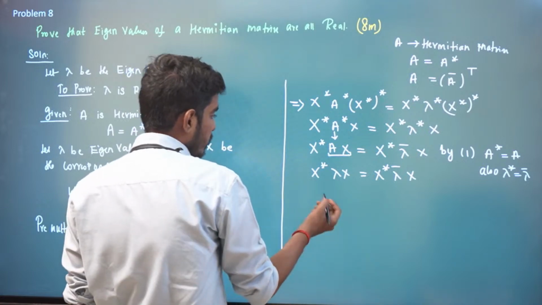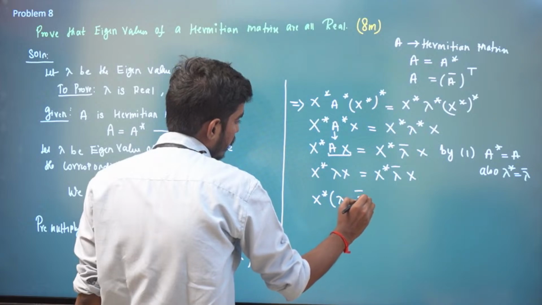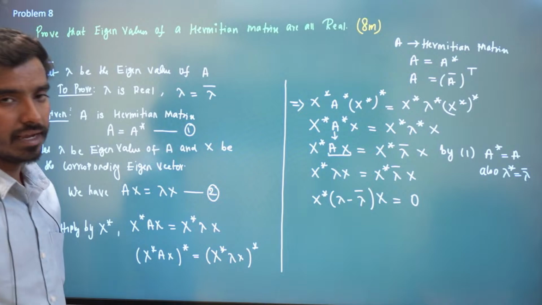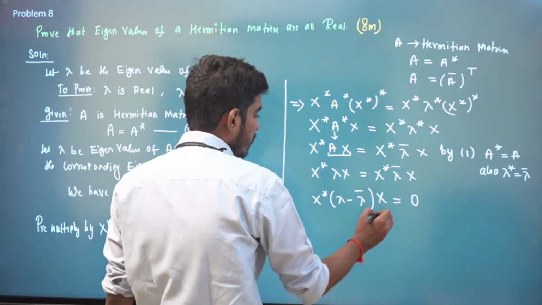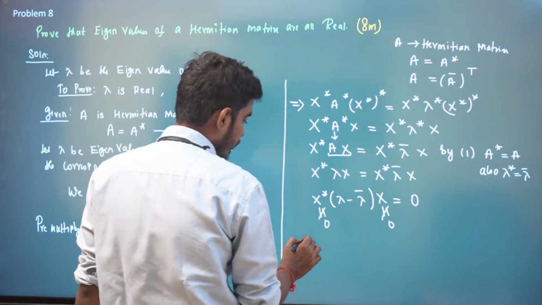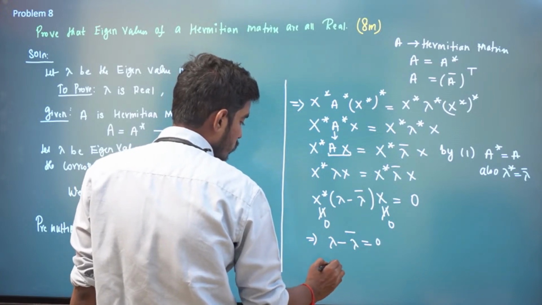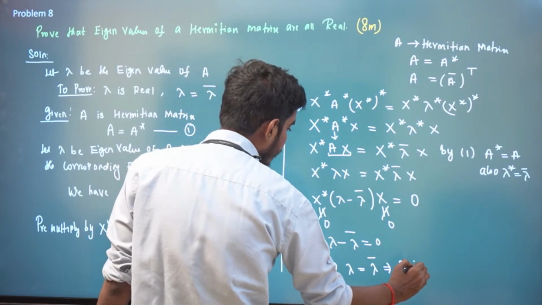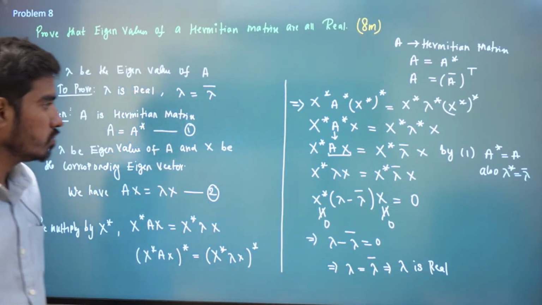Now, if I take x star common, so lambda minus lambda bar of x is equal to 0. See, this x is an eigenvector. So an eigenvector is always a non-zero vector. So that means this will never be 0. So this implies lambda minus lambda bar has to be 0. So you will have lambda is equal to lambda bar. This implies lambda is real. So we have proved. Very simple proof.